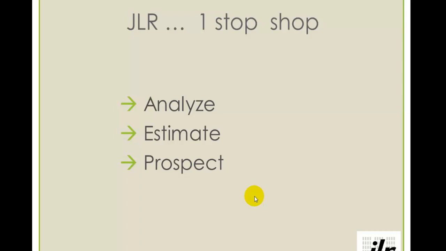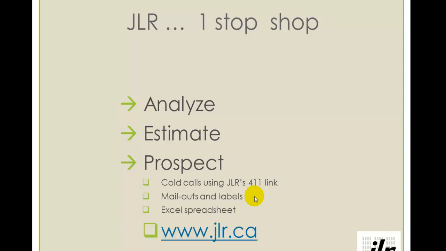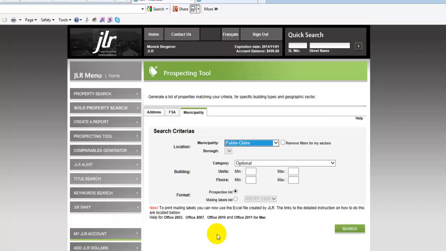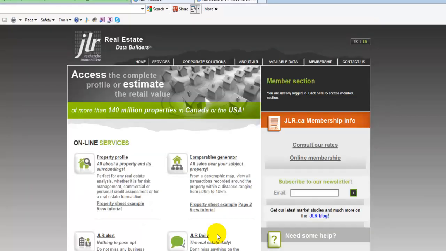So in today's webinar, we'll be looking at that aspect. Specifically, we'll be looking at JLR's 411 link in the prospecting tool in order to be able to do cold calls, and also how to do mailouts using labels, and also how to create Excel spreadsheets. So let's get going directly in the JLR website. And here we go.